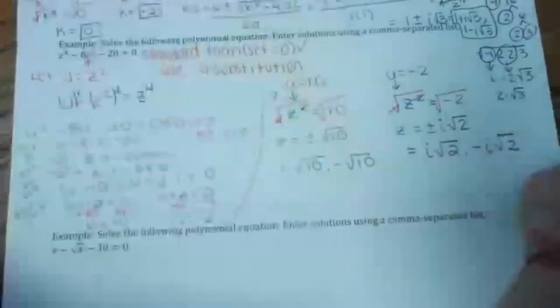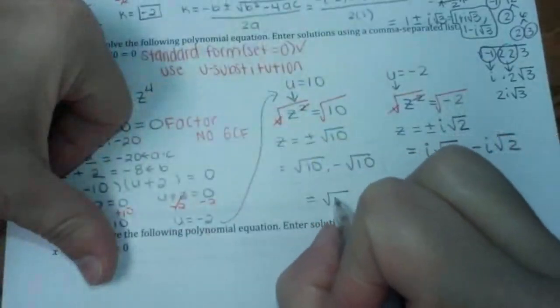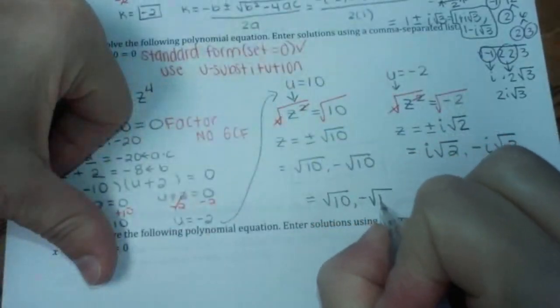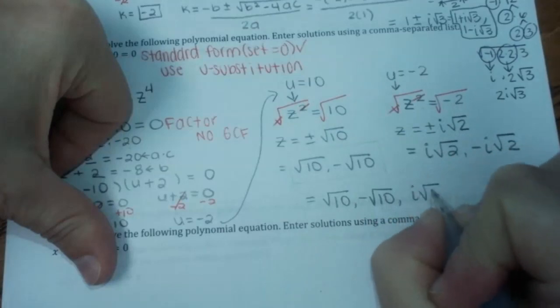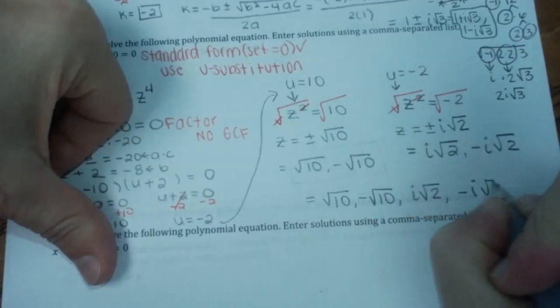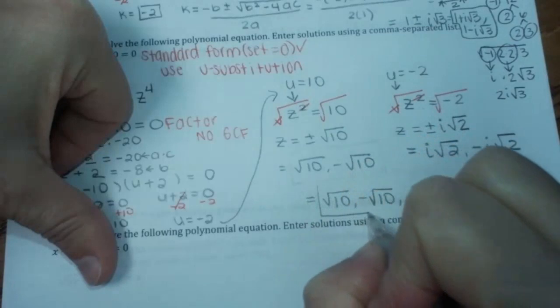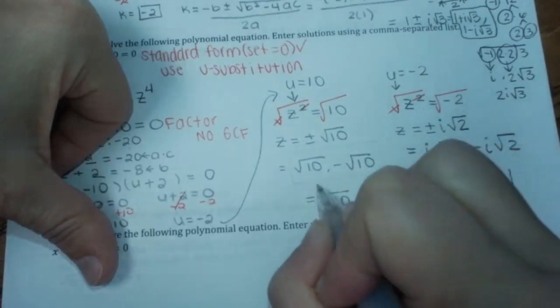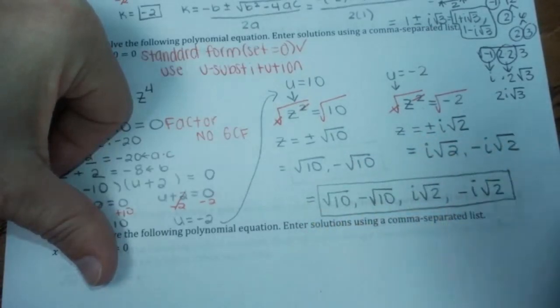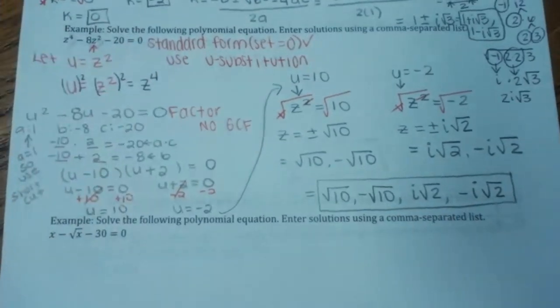So our final answer, putting it all together: we have the square root of 10, negative square root of 10, positive i square root of 2, comma, negative i square root of 2. So those would be our 4 answers. That's how I put it into the homework.